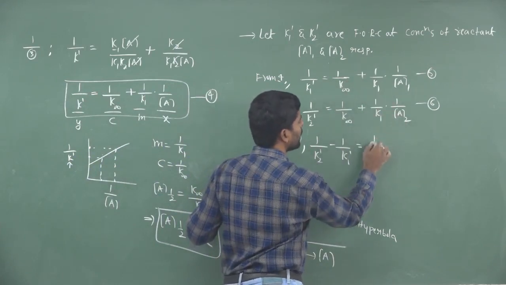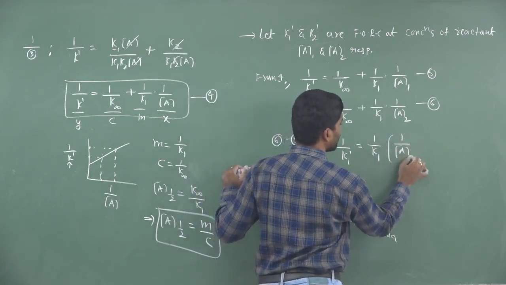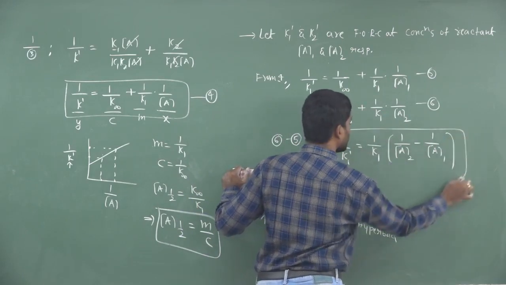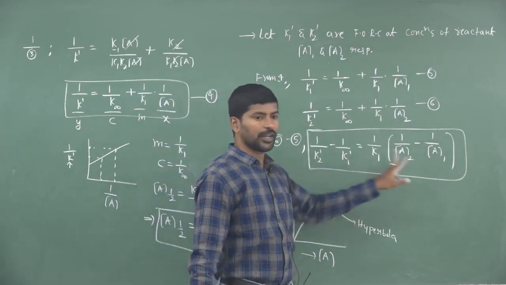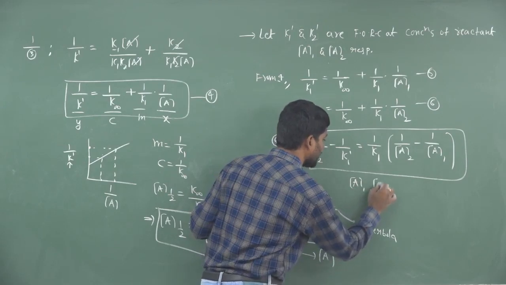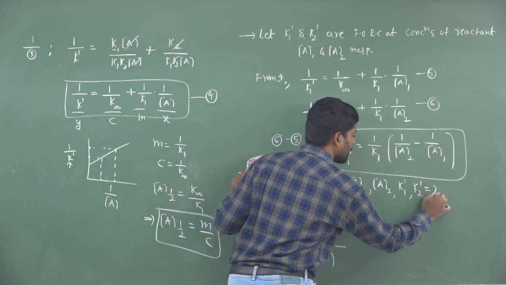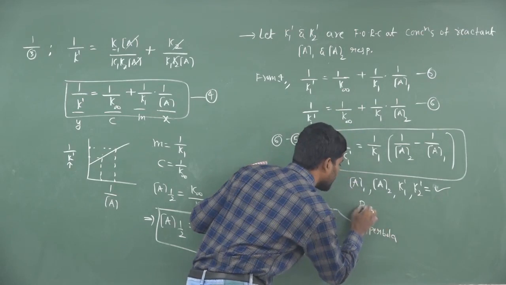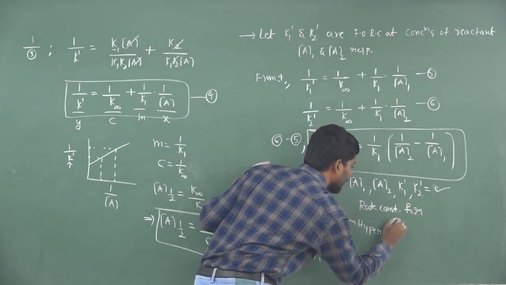Now 1 by K1 is common, so we get 1 by concentration of A2 minus 1 by concentration of A1. A question was once given in CSIR for 4 marks, and they have given K1 dash, K2 dash values and A1, A2. That data is given. They ask you to calculate the rate constant for the activation step.